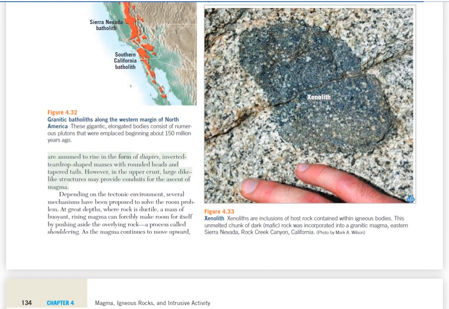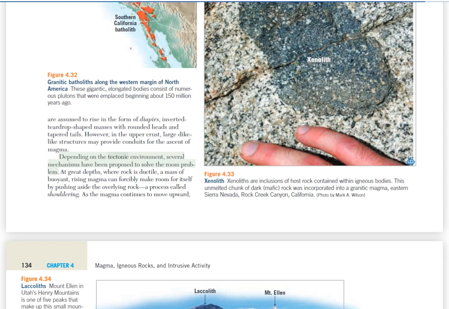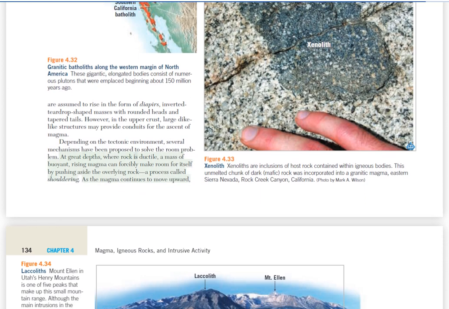Magmas are assumed to rise in the form of diapirs, inverted teardrop-shaped masses with rounded heads and tapered tails. However, in the upper crust, large dike-like structures may provide conduits for the ascent of magma. Depending on the tectonic environment, several mechanisms have been proposed to solve the room problem. At great depths, where rock is ductile, a mass of buoyant, rising magma can forcibly make room for itself by pushing aside the overlying rock, a process called shouldering, as the magma continues to move upward.